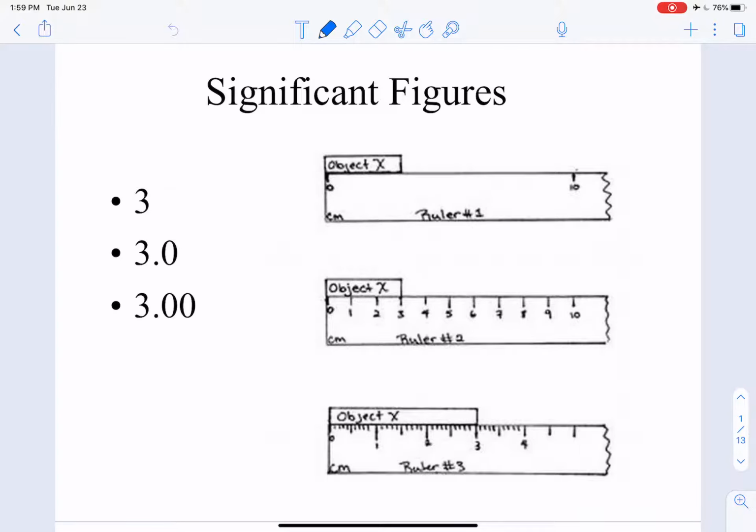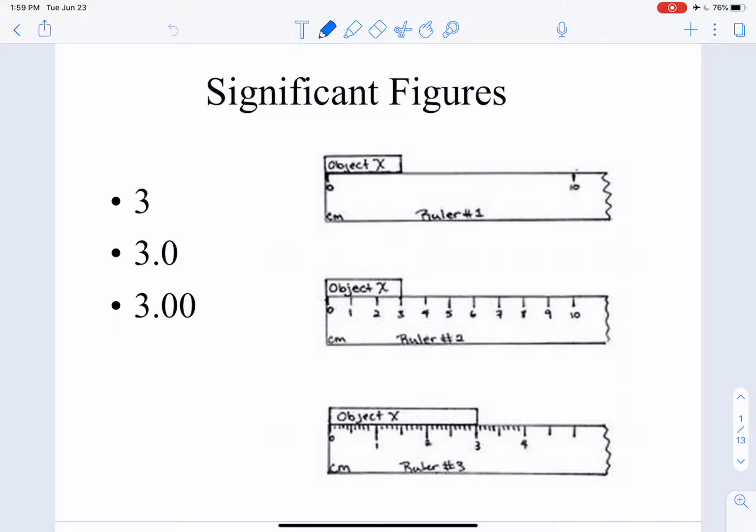So, what are significant digits or significant figures? Exactly the same thing. Well, let's take a look at these three rulers here. Now, they are slightly different, but we're going to measure the same object with all three different rulers and see what measurements we come up with.